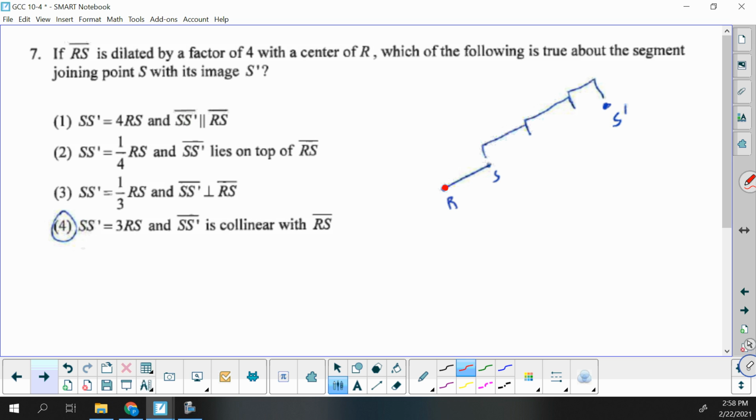So if S needs to be 4 times as far away, so here's one jump, 2, 3, and 4. Well, notice they're comparing S prime to RS. Well, here's S to S prime, which has 3 parts, and this has 1 part, and those are all equal parts. So that's why it's 3 times RS is equal to SS prime. And that was a hard question.